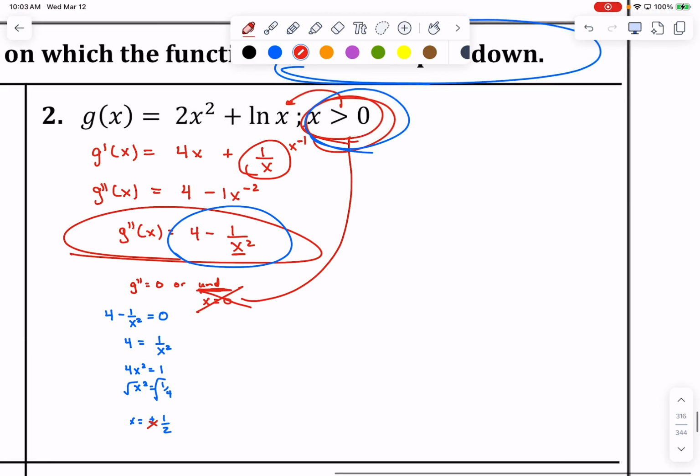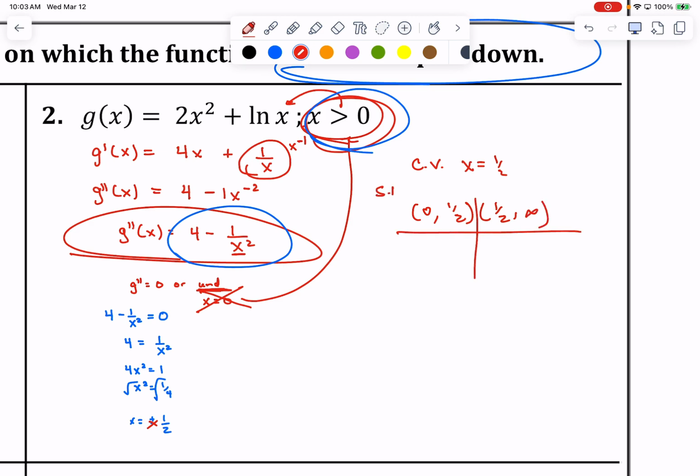All right? So we got 1/2. So my only CV is 1/2. So I'm going to have 0 to 1/2 and 1/2 to what? Infinity. So here's my sign analysis for G double prime.